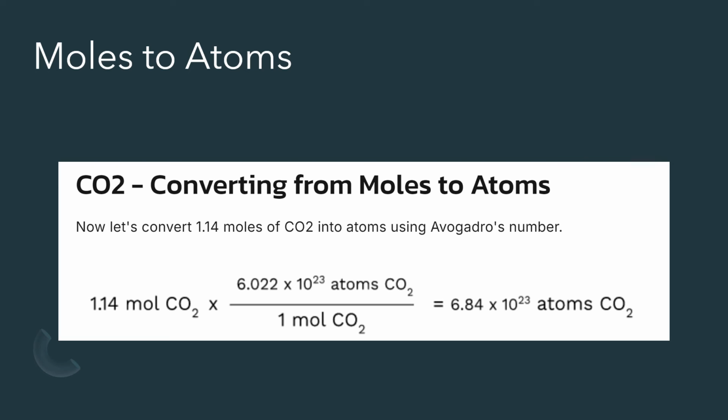Moles to atoms. Carbon dioxide converting from moles to atoms. So we have 1.14 moles of carbon dioxide into 6.022 into 10 to the power 23 particles of carbon dioxide divided by 1 mole of carbon dioxide, which is equal to 6.84 into 10 to the power 23 particles of carbon dioxide. Here we are factoring in Avogadro's number for conversion purposes.